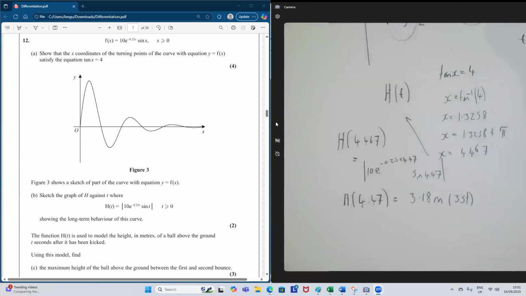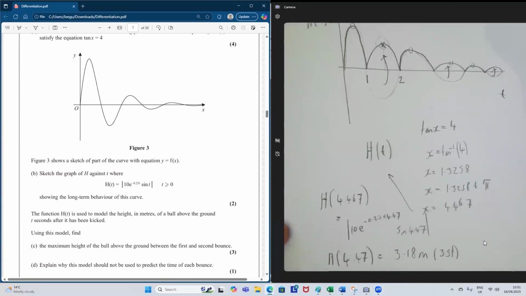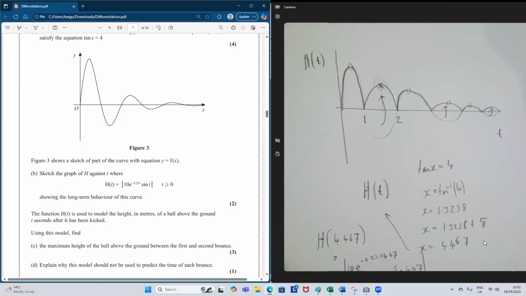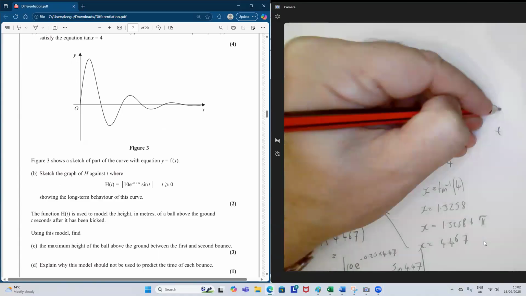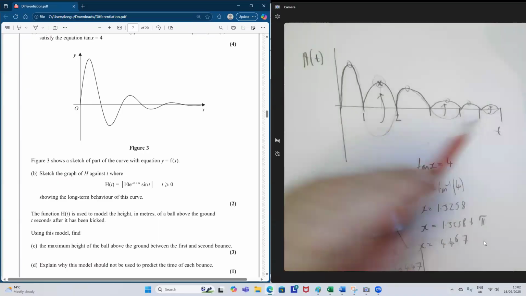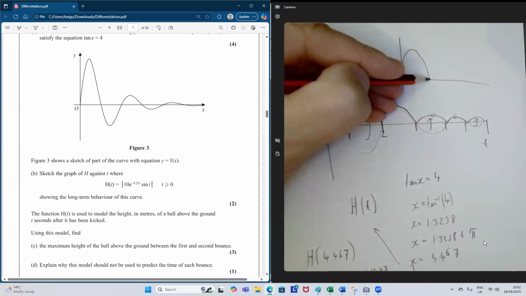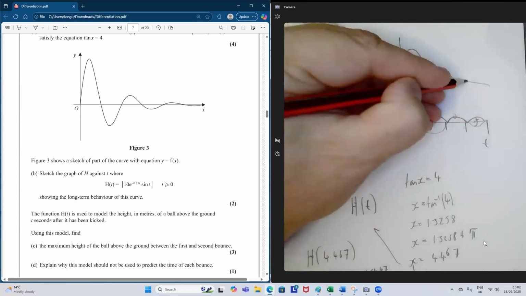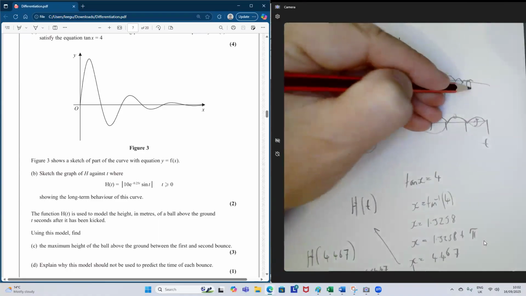Now the last little bit, let's see what we need. It says, explain why this model should not be used to predict the time of each bounce. There is something very subtly wrong with this model. The thing that's wrong compared to real life is that, although I haven't perhaps represented it all that well, these distances in our model are all the same. Whereas in real life, when a ball is kicked up in the air, it bounces, it bounces, it bounces, but you'll notice that the time in between each bounce is reducing. And our model does not reflect that.